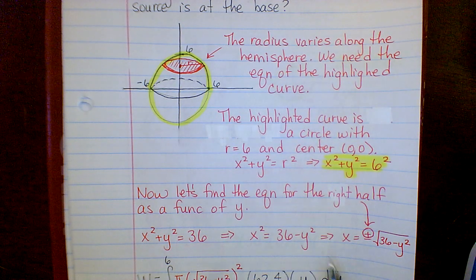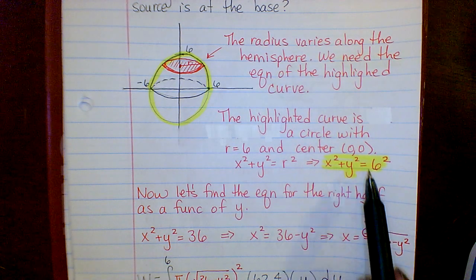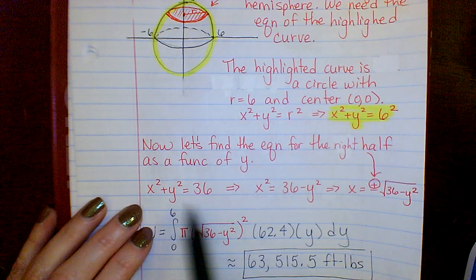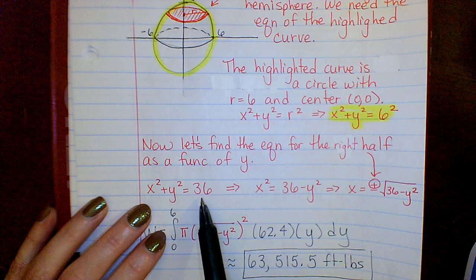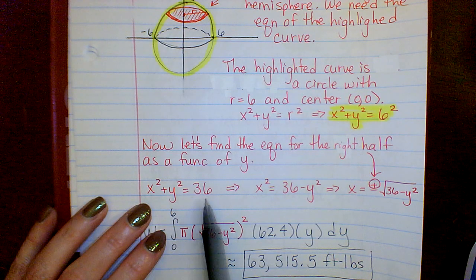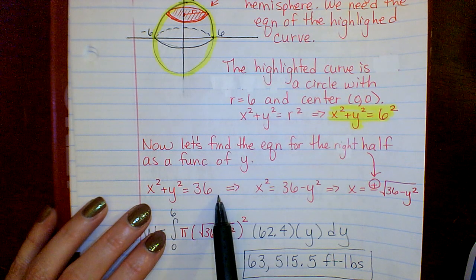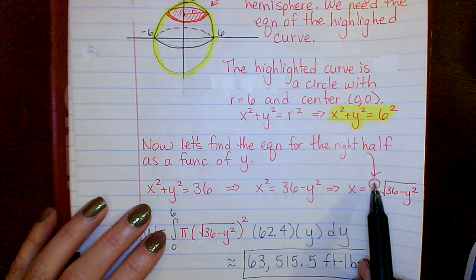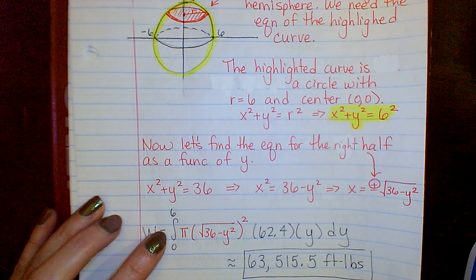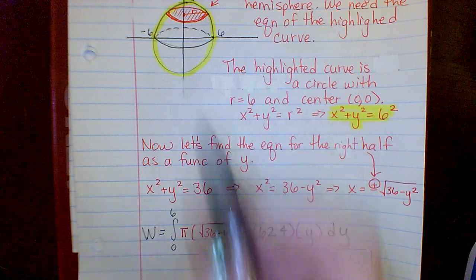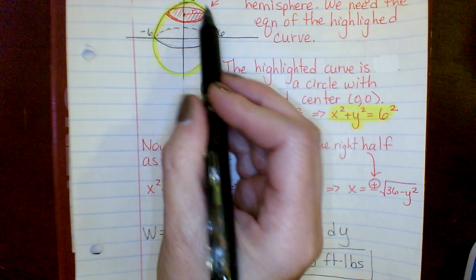So let's take this equation, x squared plus y squared is 6 squared, and let's solve it for x as a function of y. So first subtract over the y squared, and then take the plus or minus square root. The plus is the right half, the minus is the left half. This radius is following that curve.